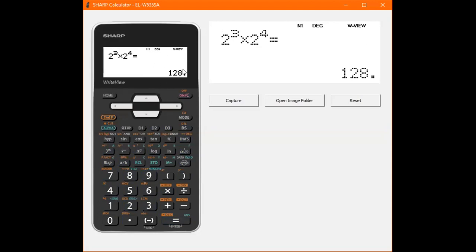So here's 128, right? Then I can also say second function and prime factorize, and it will show me 2 to the 7. Now we can see 7 is made up of 3 plus 4. So if I did this as well, 2 to the power of 3 plus 4, like so, and equals, it will give me exactly the same answer. And again, if I prime factorize it, I will see exactly the same answer. So it's a really nice way to demonstrate the multiplication rule to your students.